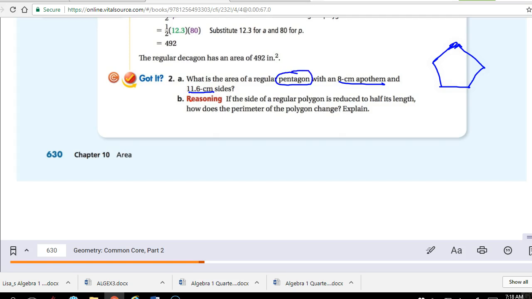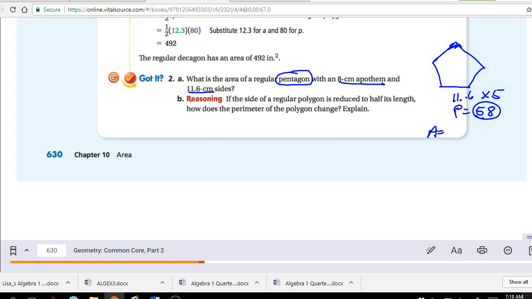But if you're given the apothem and you're given one of the sides, as long as you know what a pentagon is, which happens to be 5-sided, then again, step 1 is you're going to have to find the perimeter of this pentagon. And remember, the word regular means they're the same all the way around. So that would be 11.6, and you would have to multiply that by 5 because there's 5 of them. Well, that gives you 58 when you do that. So the perimeter of this particular pentagon is going to be 58.